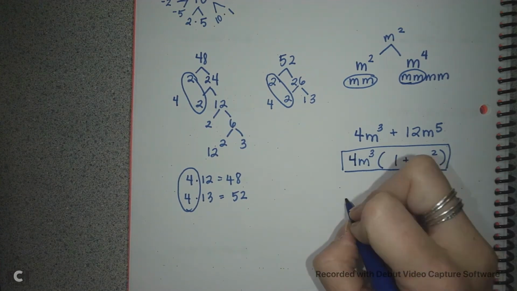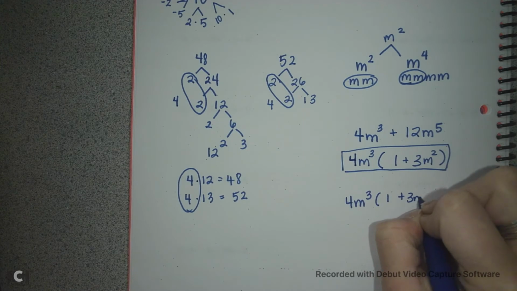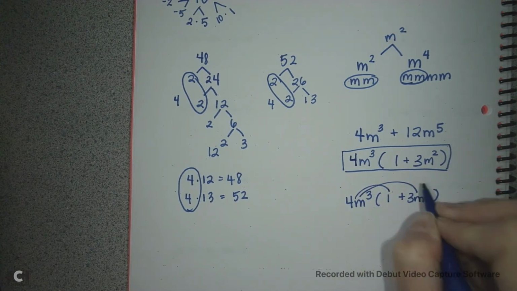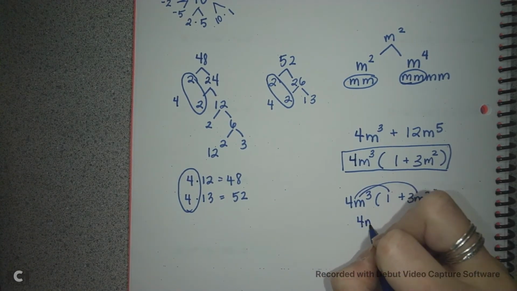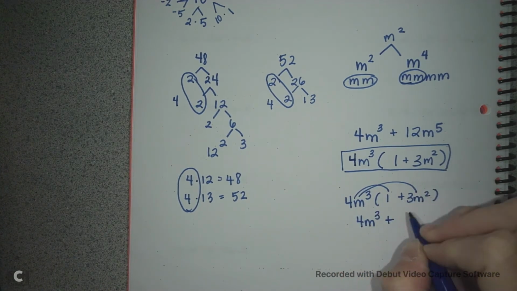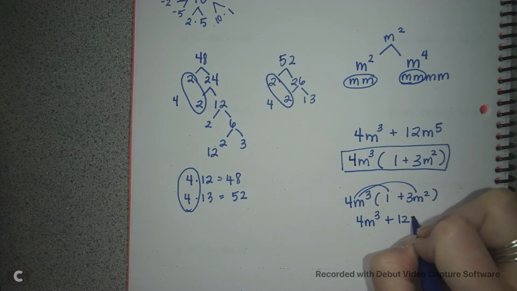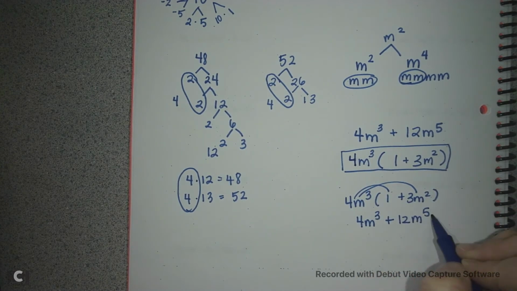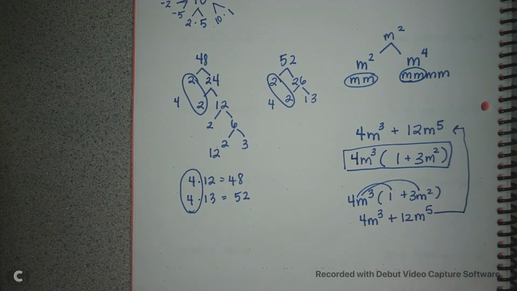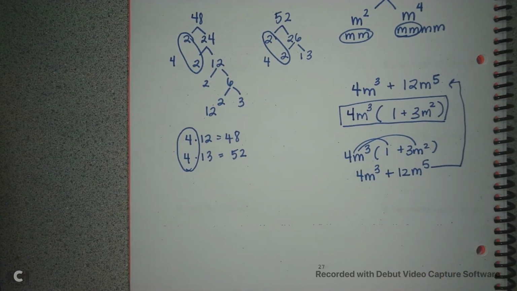That's because if I wanted to distribute 4m cubed times (1 plus 3m squared), I would have 4m cubed, because 4m cubed times 1 is 4m cubed, and then I would have 3 times 4, which is 12, add my exponents, m to the 5th, which is the same thing that we started with. Okay, it's kind of tricky. So we're going to keep going. We're going to do a few more examples together, and then you guys can practice on your assignment.